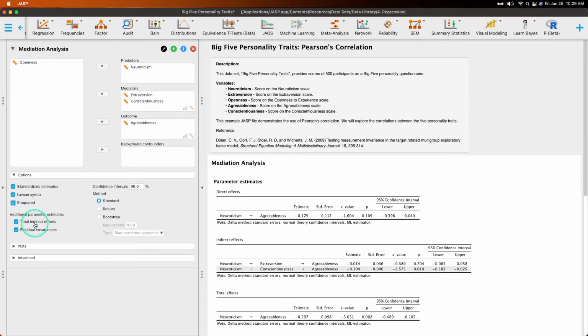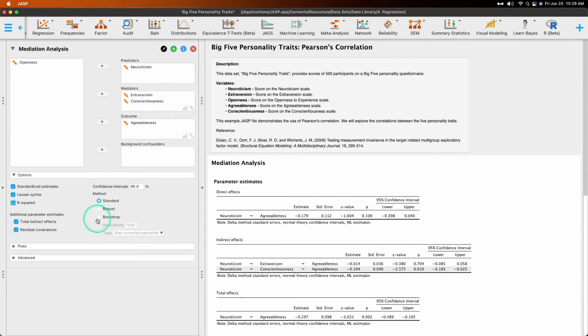Additional parameter estimates are checked by default. So getting the total indirect effect, which is the total effect minus the direct effect, something like that. So it is a difference value. And then let's go ahead and get our residual covariances. Why not? Now, the confidence interval is 0.95, but you can always change this if you want.